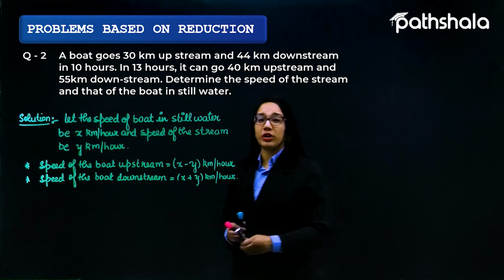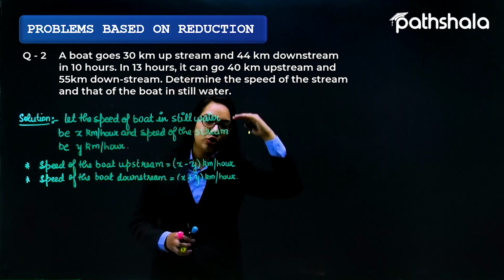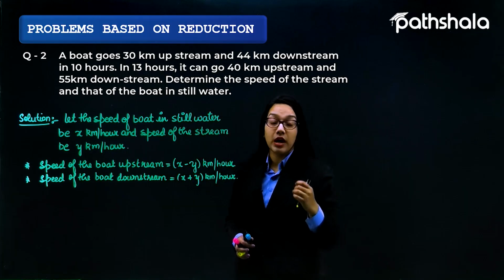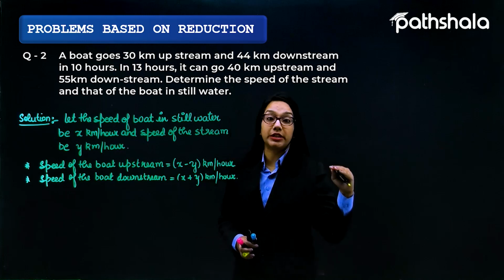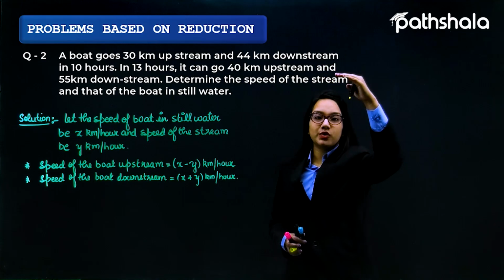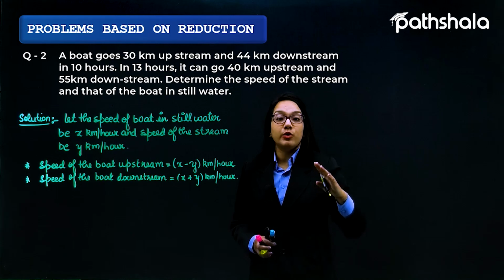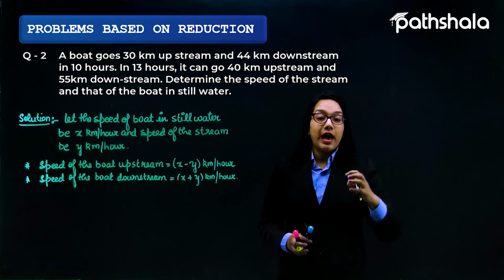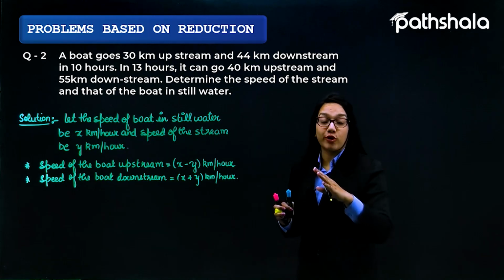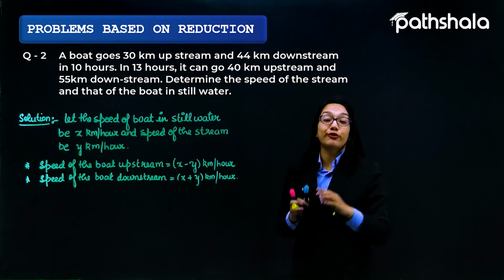So according to the question, what does it say? A boat goes 30 km upstream, which means the distance given to us while going upstream is 30 km. And the distance given while the boat is going downstream is 44 km. Together, the boat goes 30 km upstream and 44 km downstream in a total of 10 hours.